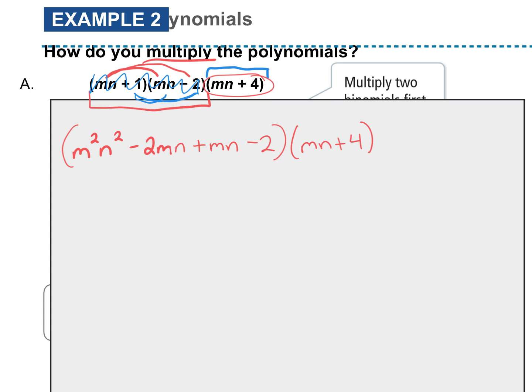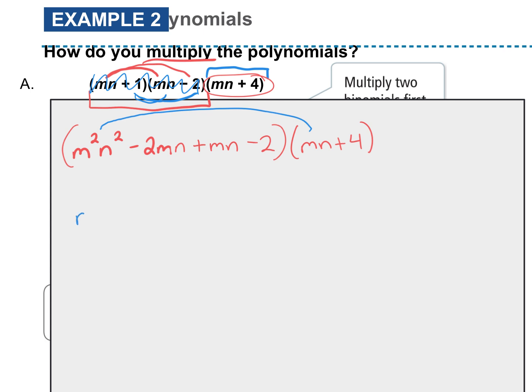Distribute. We're going to distribute every single term. Like I said, drawing those arrows is going to be helpful to you staying organized. So I take m squared, n squared times mn. Wait, I have a question. Instead of doing it like that, could we put the mn plus 4 in the front of it? Yes, you can. It would give you the same thing. M squared, n squared times mn.